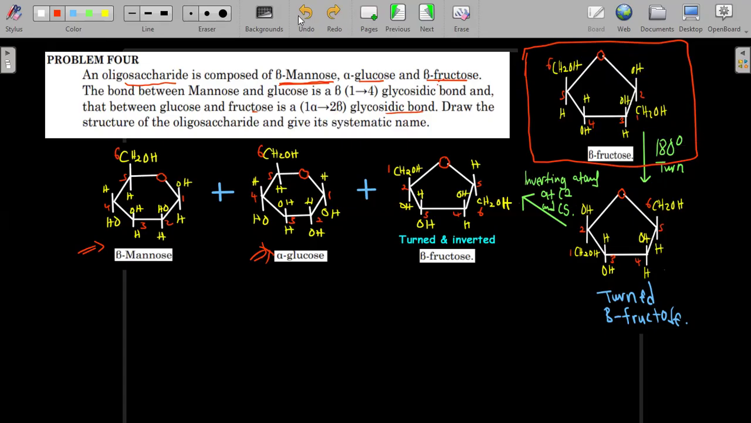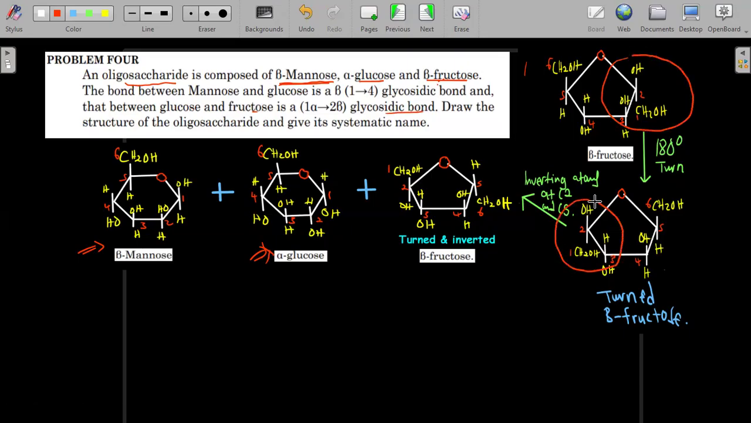So I wrote there that 180 degrees turn. If you turn it 180 degrees, it means all the bonds that were on the right hand side will start appearing on the left, and all the bonds that were on the left will appear on the right. You can see here that these were on the right, but once we turn it, they are on the what? Left. These were on the left. Once we turn it, they are on the what? Right. Okay, so that's what we mean by 180 degrees turn.